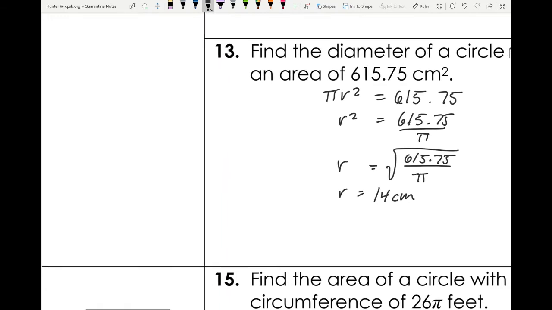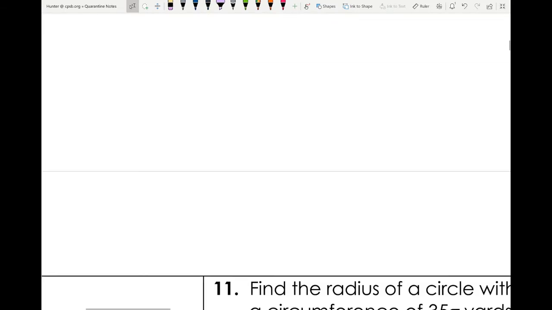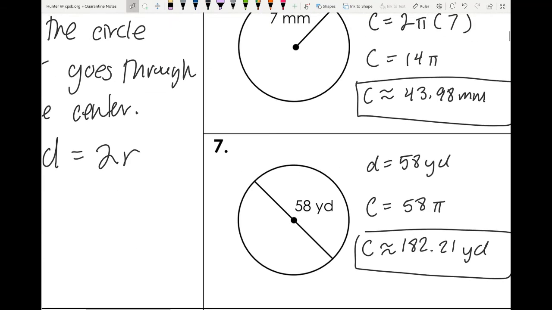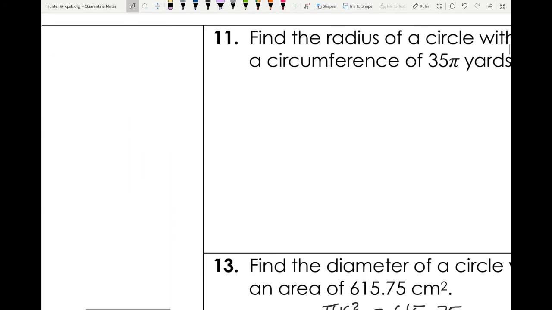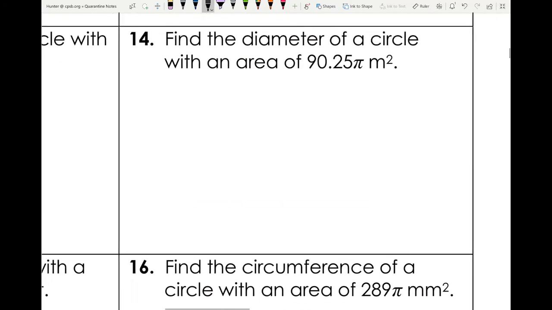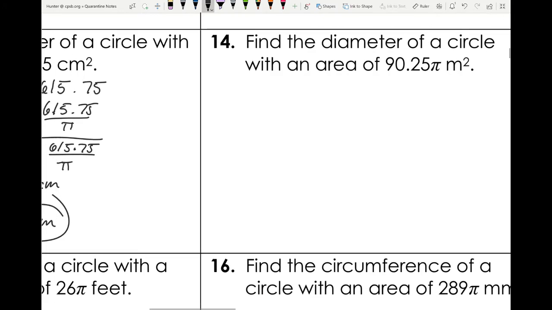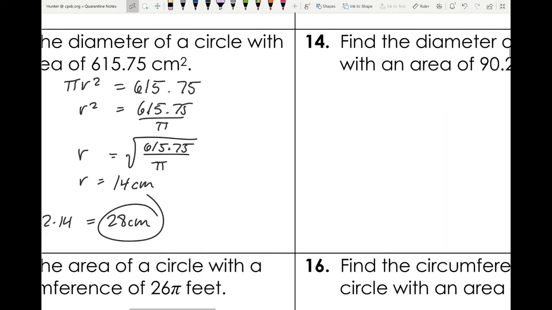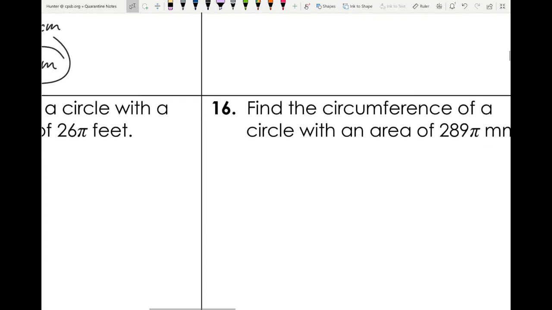And if we remember that the diameter is just equal to 2 times the radius, that's an easy fix there. So diameter is equal to 2 times 14, which is equal to 28 centimeters. That's our answer. So you can go ahead, I'll leave number 14 for you to do, since it is the same as number 13.